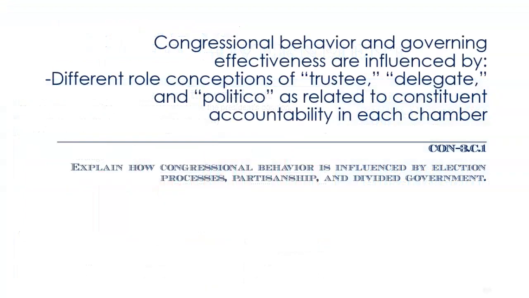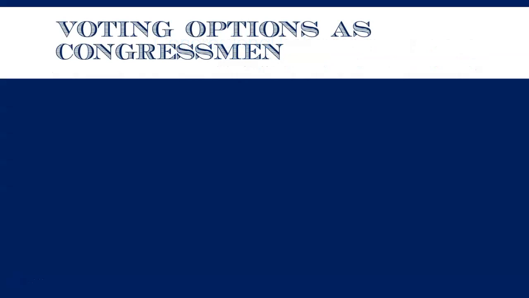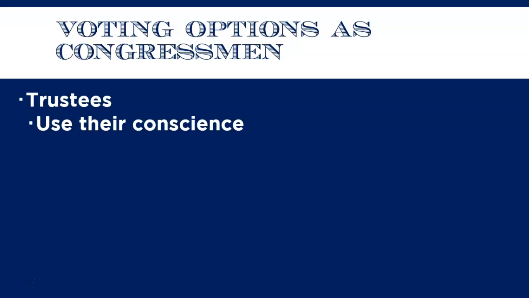But now we're going to talk about basically voting behavior from congressional members, different role conceptions of the trustee, the delegate, and the politico, and how it relates to the constituents, accountability to the constituents of their districts. So here are the voting options of congressmen. You have trustees, and these are people that use their conscience to vote. Okay, they're going to vote for what they think is right and vote against things they think are wrong.